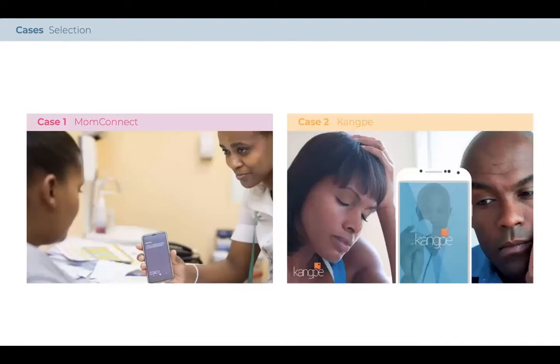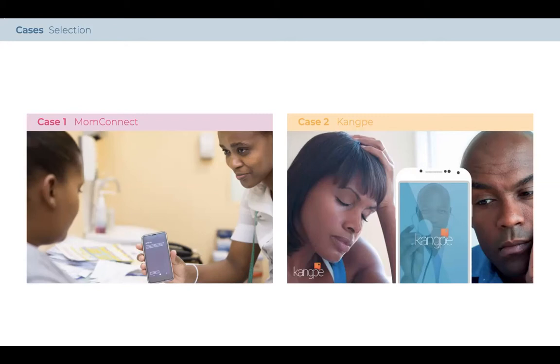From the first 10 products and services that we analyzed, we chose two. We chose them for having overlapping characteristics, but also for being different. Mom Connect is a very specific service for pregnant women and their babies. It is brought to the users by the government, and it's completely accessible because it's free.